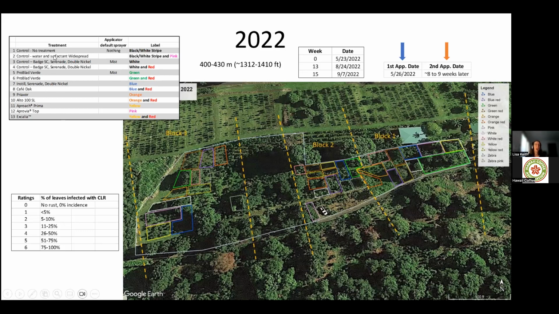So things like having no treatment at all, having water and the surfactant, doing a control of badge, serenade, and double nickel as a rotation. Then looking at ProBlad, having this instill, a different formulation of copper, with serenade and double nickel.